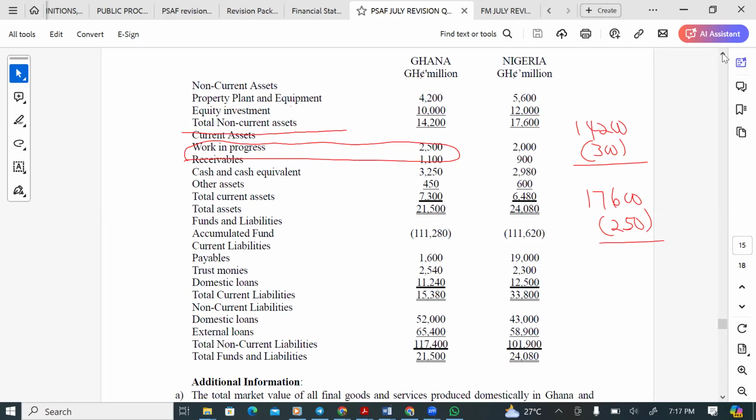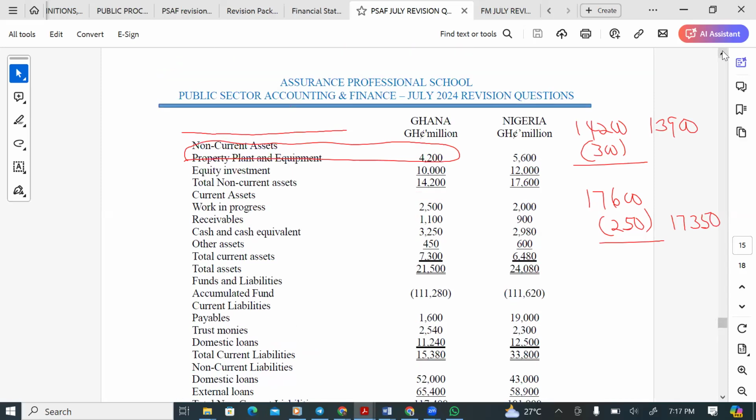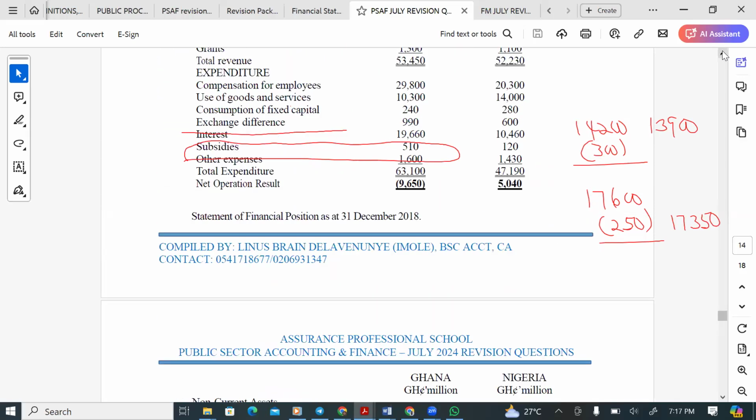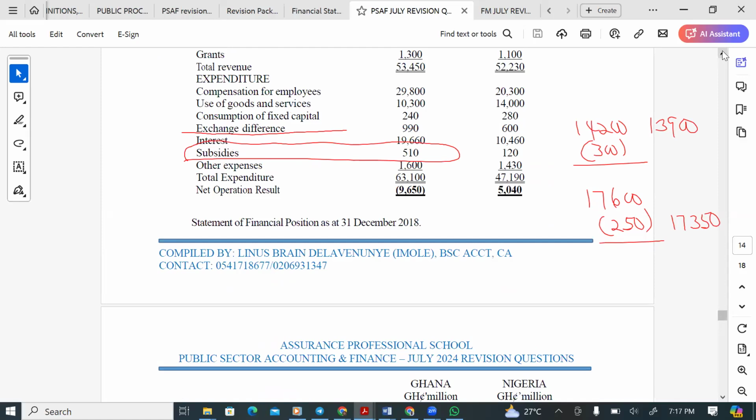39,000 for Ghana. No, it's not 3,000 we are adjusting. It's 13,900. Okay, 3,900. And it's 14,000. So we have 17,350. So they say capital expenditure to the total expenditure. So this will be your total expenditure over here. This is the total expenditure. But this total expenditure, sir.